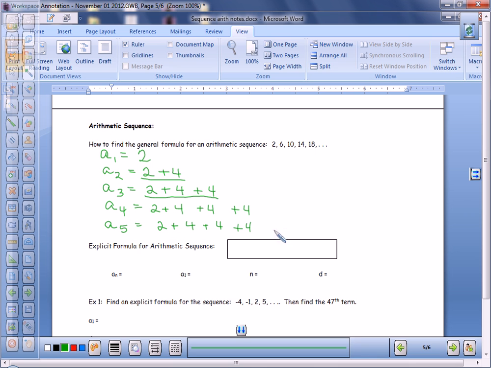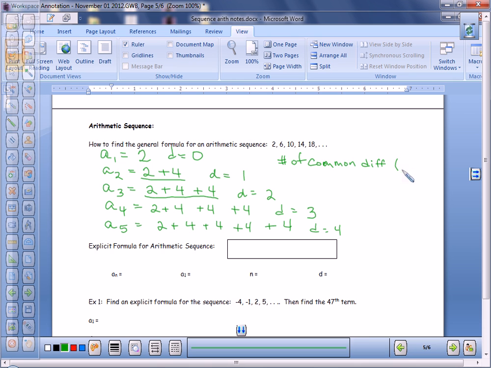Okay. How many common differences are there here on the second term? 1. How many common differences are there here? Okay, how many are here? All right, how many are here? 0. All right, does anybody see a relationship between the number of common differences and n? It's 1 less than the number of the term, right? So the number of common differences is n minus 1.